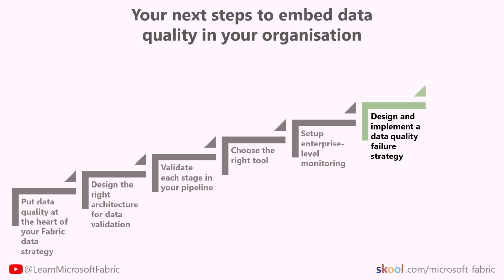You're going to want to design and implement a failure strategy for your data validation routines. So agreeing a process for how you're going to deal with when things fail. And finally, you can tap into the other Fabric features like data governance and certification to prove to your organization that these data sets have been validated and you certify that they meet certain standards in terms of data quality.